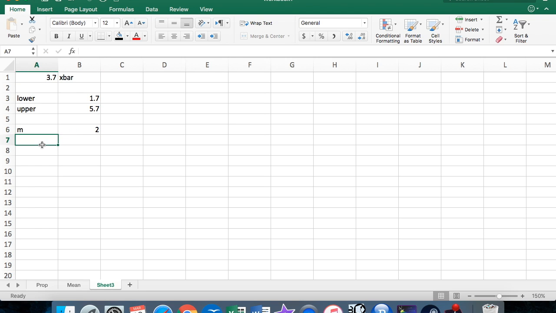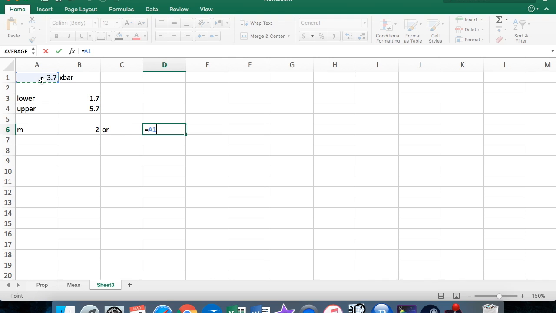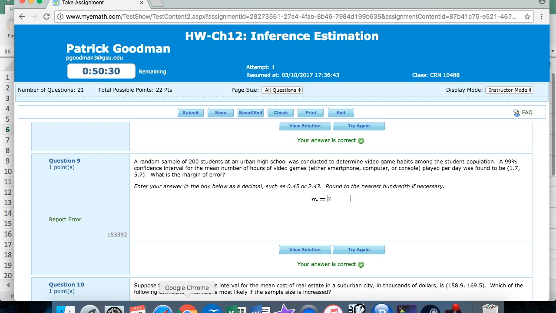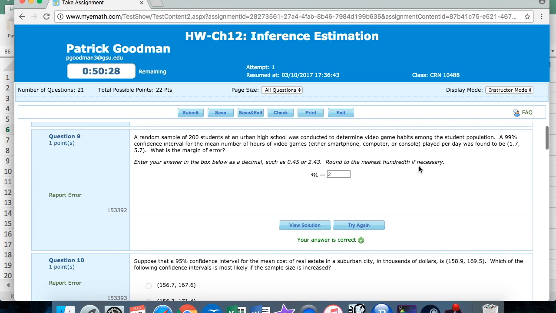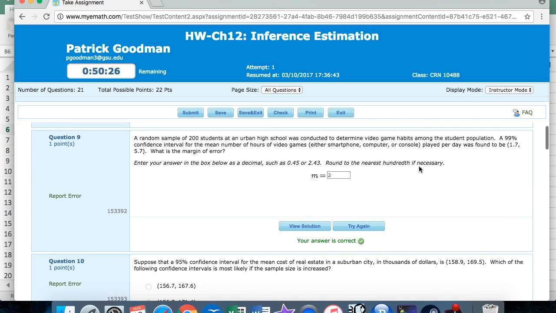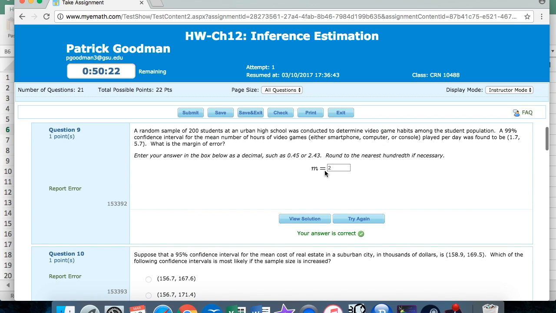So I mean, you can do it this way too. If you want to use your lower bound instead, this time take your x bar, subtract your lower, and you get the same thing, right? So either way, but that's how I would do that problem. Pretty simple. Because the confidence level and the sample size and all that stuff that it gives you, that doesn't matter. You can just use that simple process to find your m.